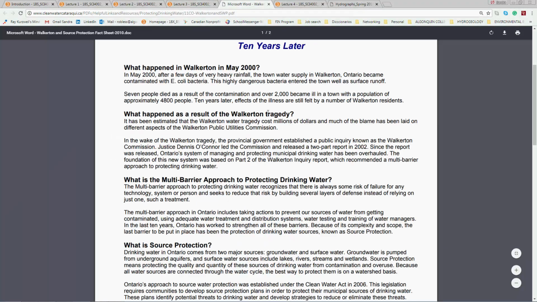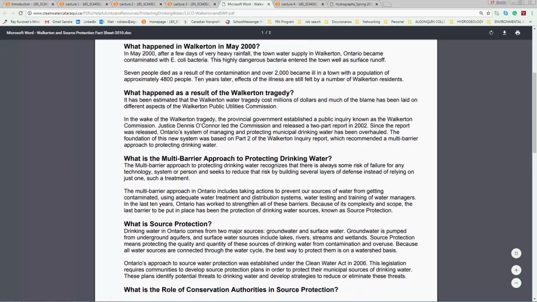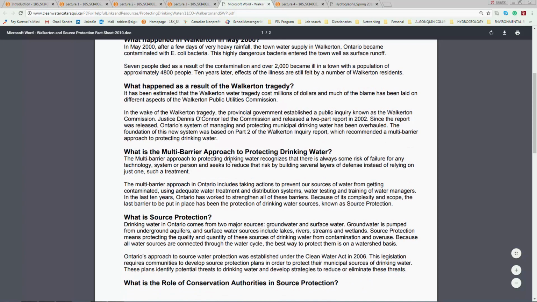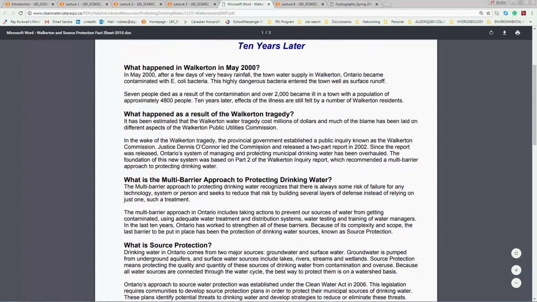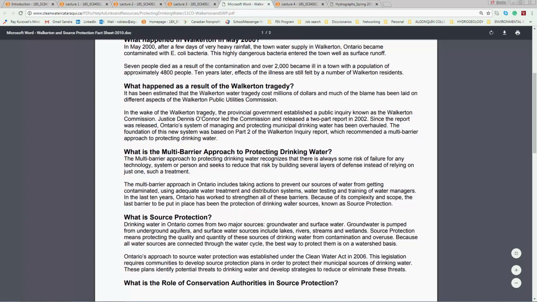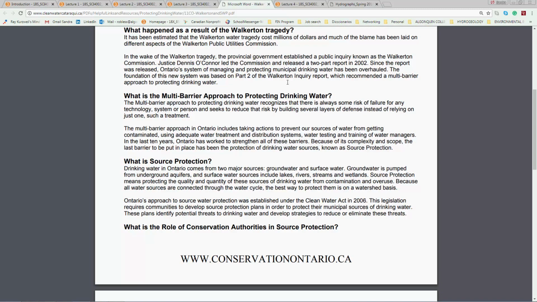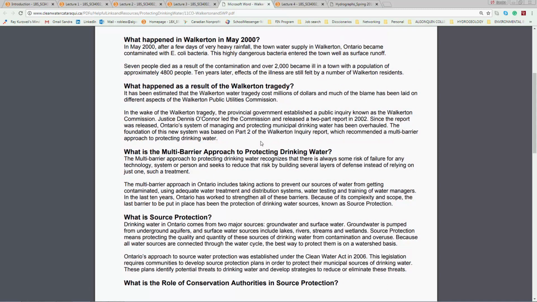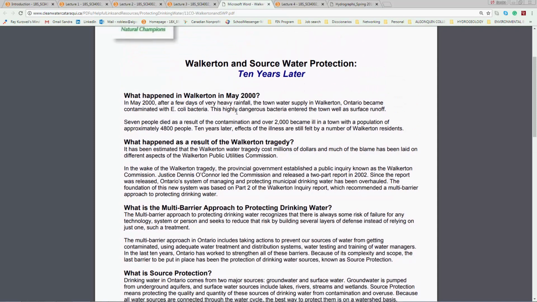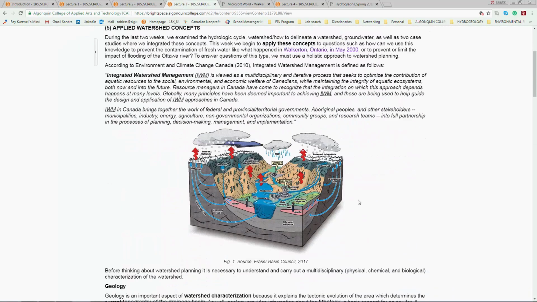So please review this, especially the part of multivariate approach. How did it happen? Why did it happen? What was the history behind this? How did it appear and what it means, that multivariate approach to protecting drinking water. In the next weeks, we will see more in detail drinking water and water quality. But for now, it's important to know this part.